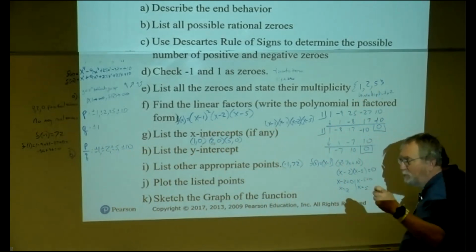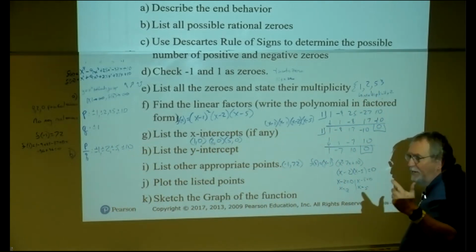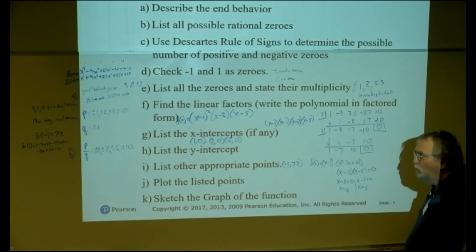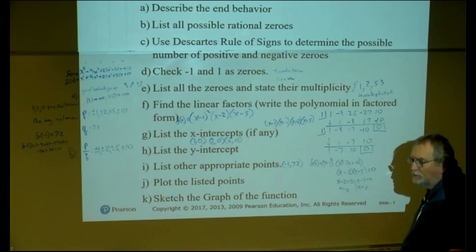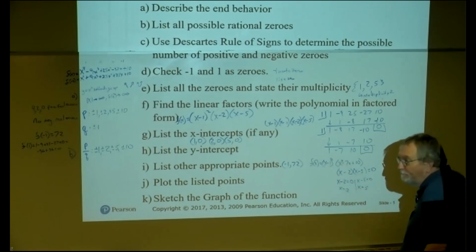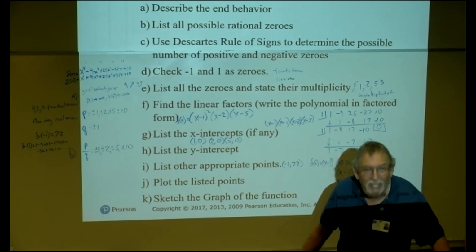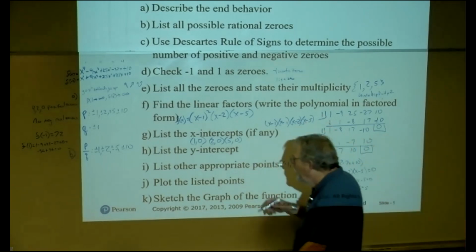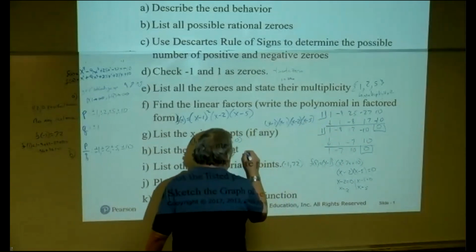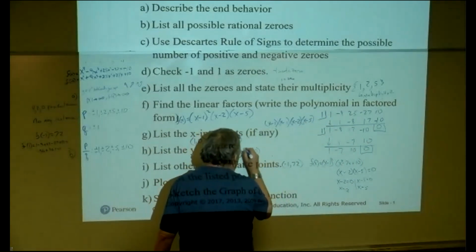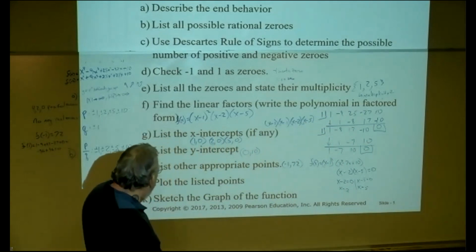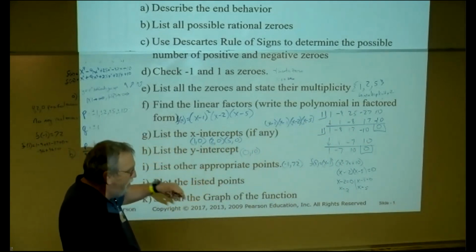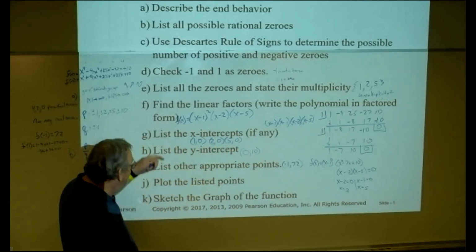Now, the easiest question on this test is letter H. What's the y-intercept? 10. I almost always list it as a point, but if you just wrote down 10 as the y-intercept, that is acceptable, because I separated out the x-intercepts and the y-intercepts.